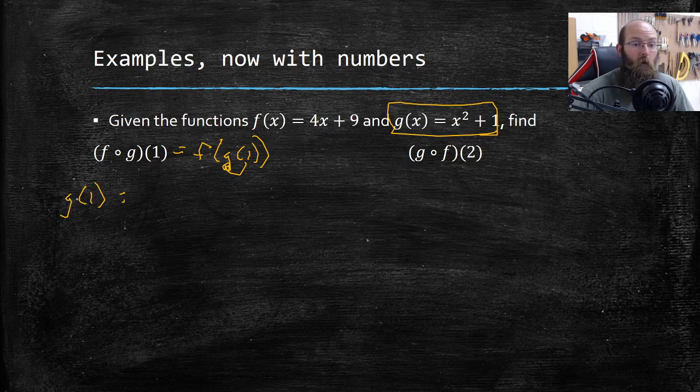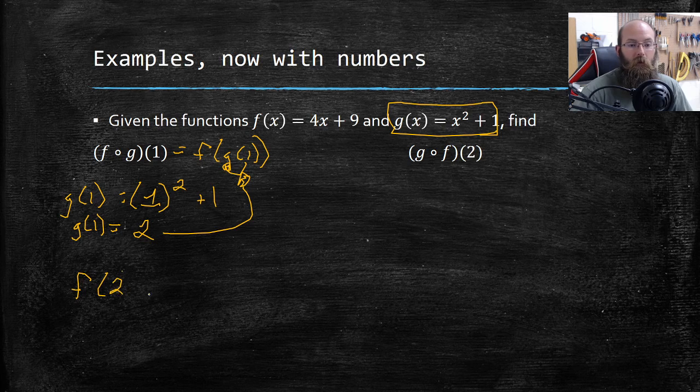That means I'm plugging a 1 into g. What's g say to do? G says to take my thing, square it, and add 1. What's my thing? 1 is my thing. I square it, and I add 1 to it. And what is 1 squared? 1 plus 1, 2. So I have 2 is equal to my g of 1. Now all of that, this 2 now gets substituted up here. So now I have an f that I have to put a 2 in.